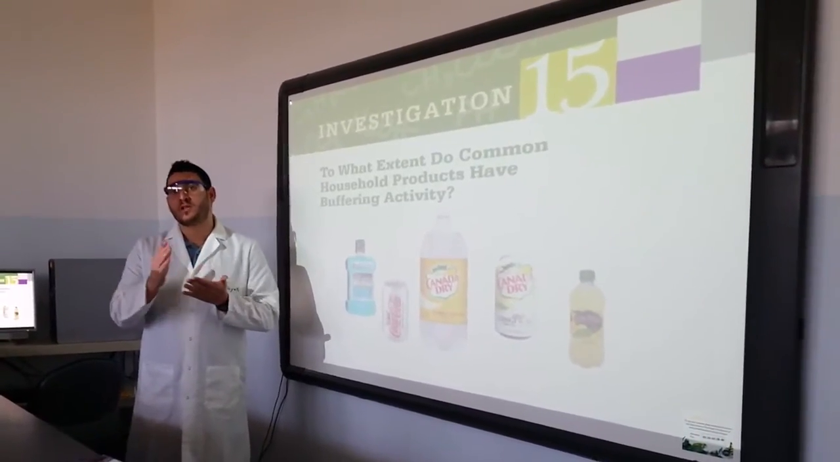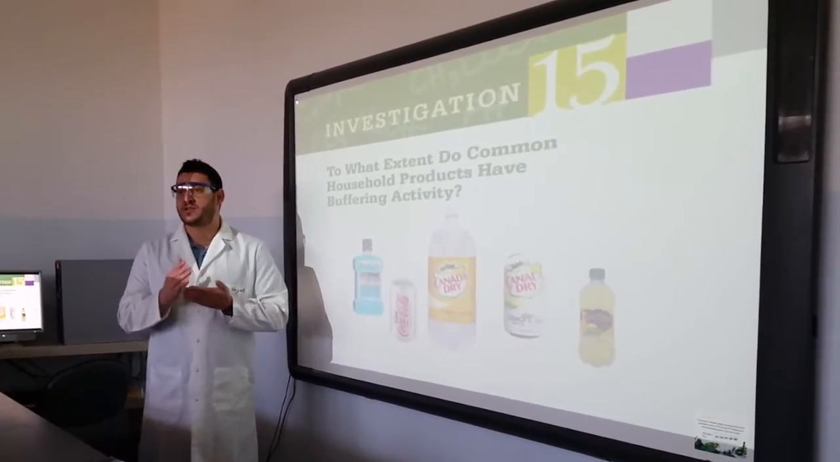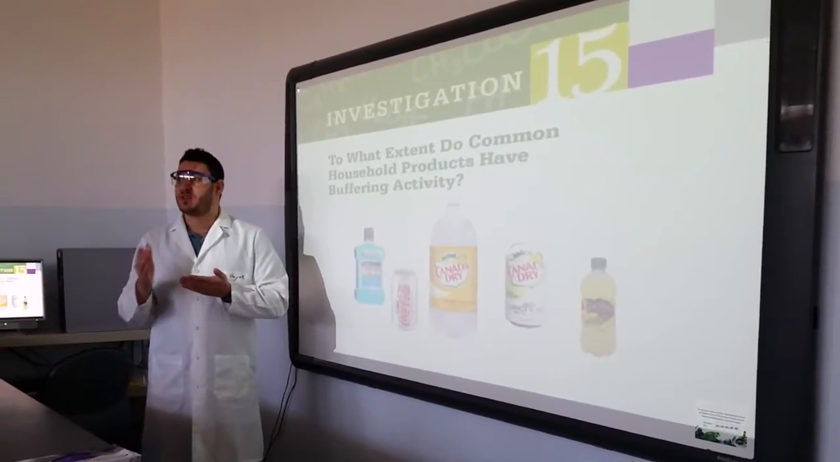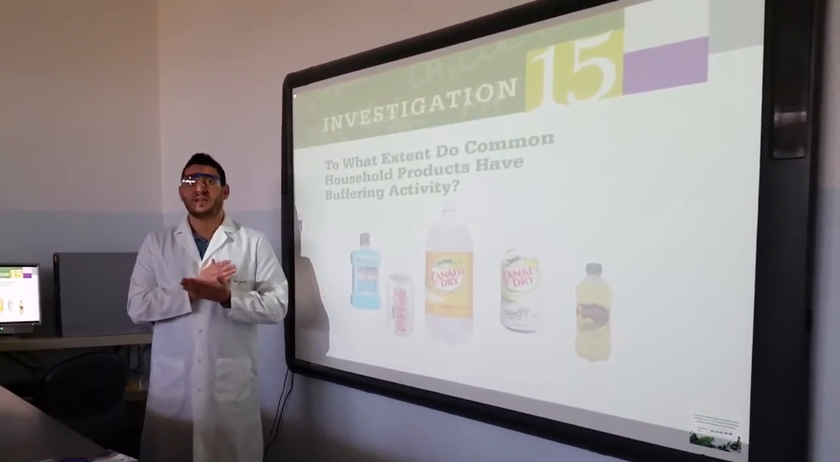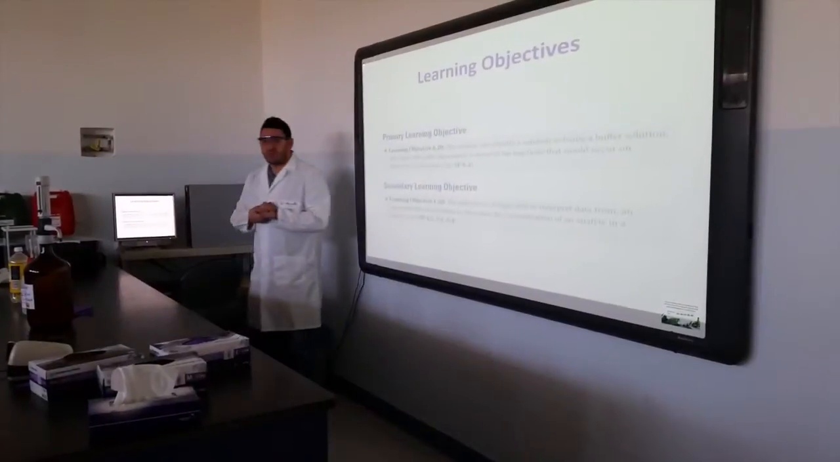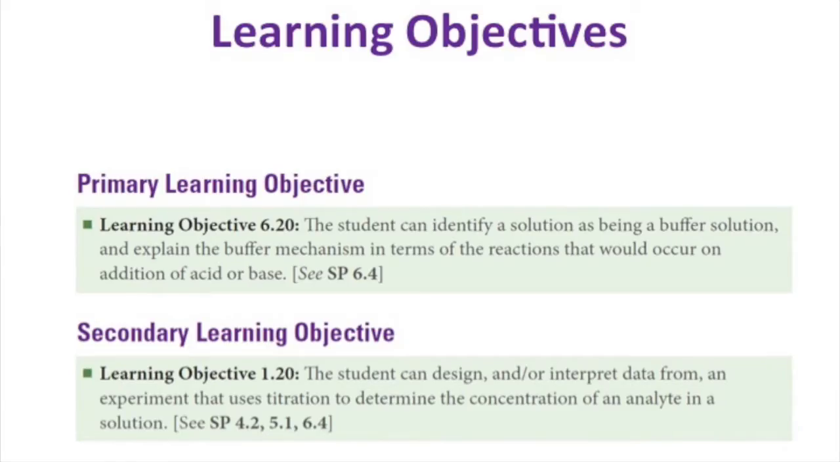And for you to know which titrant you are going to use, you have to check the pH of your analyte. If the analyte is acidic, you have to titrate it with a base. If the analyte is a base, you have to titrate it with an acid. Right? Now, we have two main objectives. First one is that you can identify a solution as being a buffer solution and explain the buffer mechanism in terms of the reactions that would occur on addition of an acid or a base.